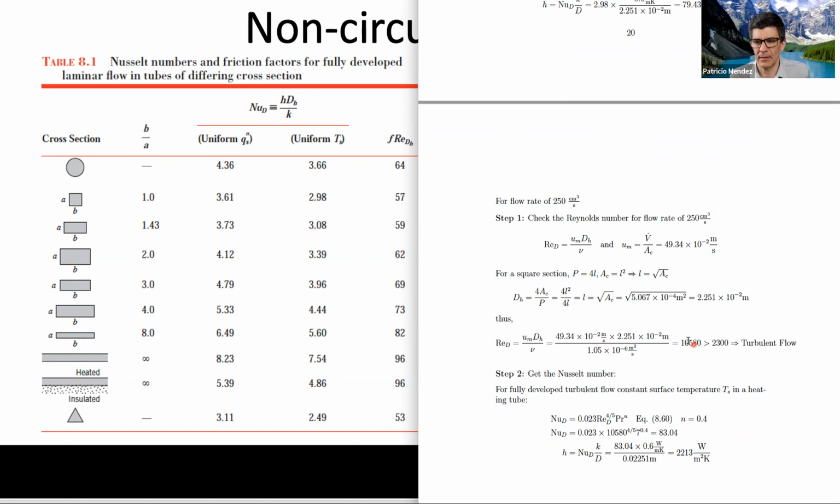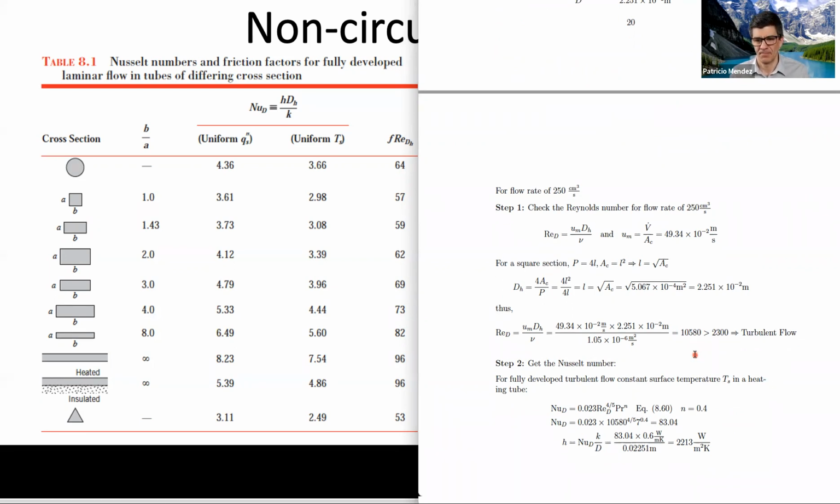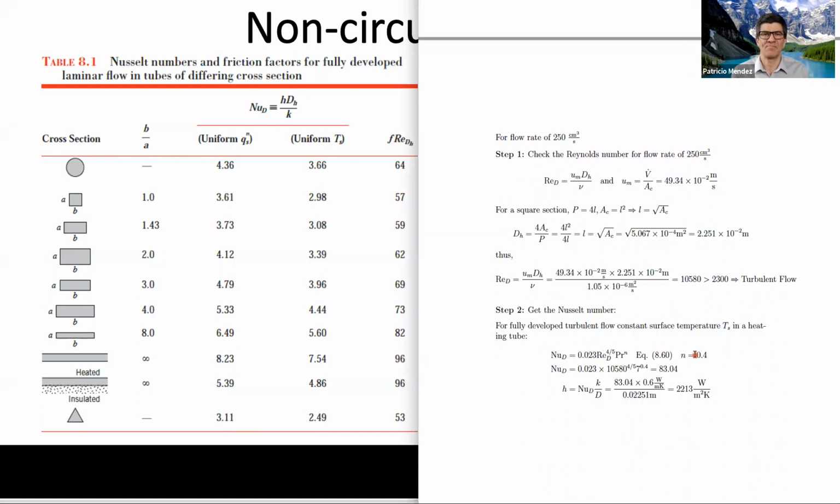If we calculate this Reynolds, it's going to be 10,000 something. Turbulent again. How do we go about it? We use the Dittus-Boelter equation, but based on the hydraulic diameter.